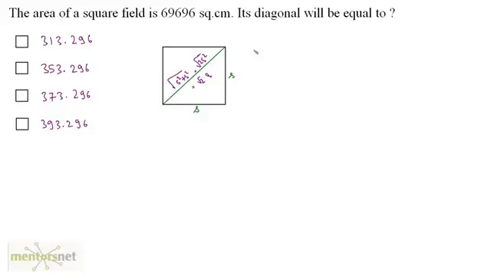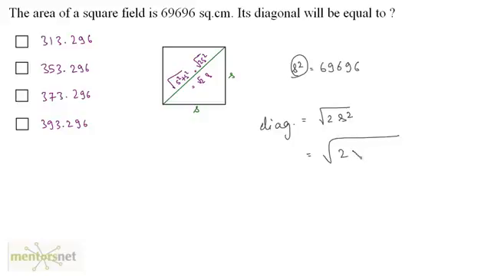Now you have been given the area. Area equals side square. So side square equals 69696. Right? You have the value of S square. Diagonal equals root of 2 S square. So this will be root of 2 into 69696. So you can split this up: root 2 times root 69696.